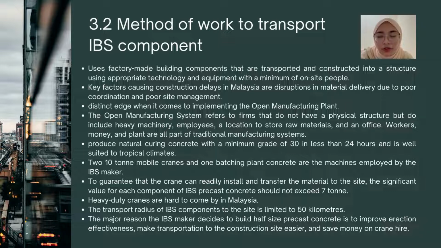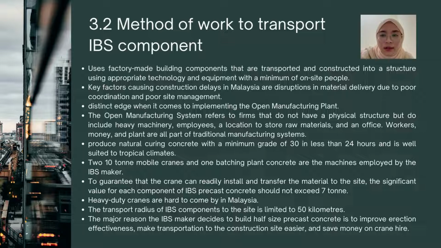The open manufacturing system refers to firms that do not have a physical structure but do include heavy machinery, employees, a location to store raw material, and an office. Workers, money, and plant are all part of the traditional manufacturing system. The open manufacturing system for precast concrete is unusual in that it can produce naturally cured concrete with a minimum grade of 30 in less than 24 hours and is well suited to tropical climate.